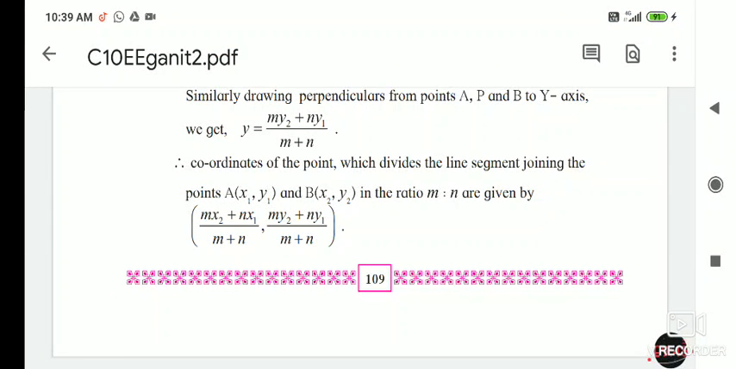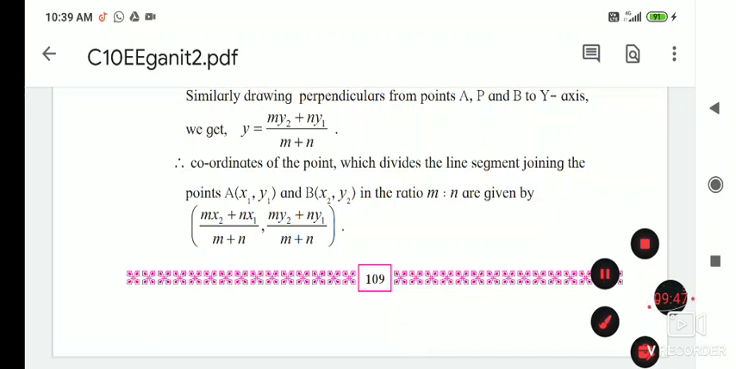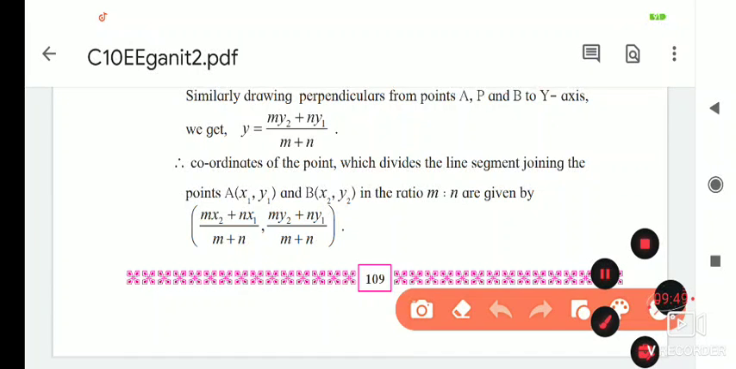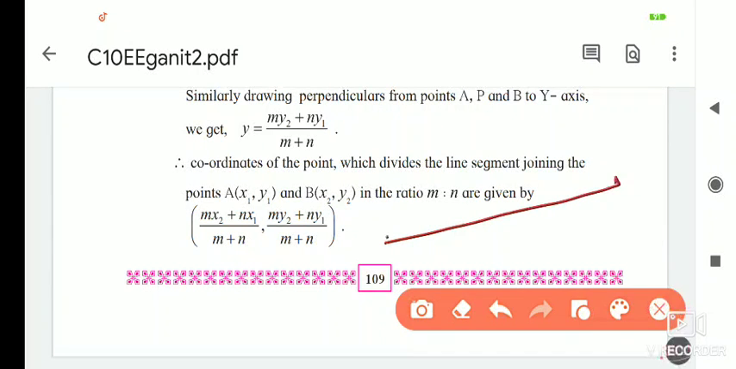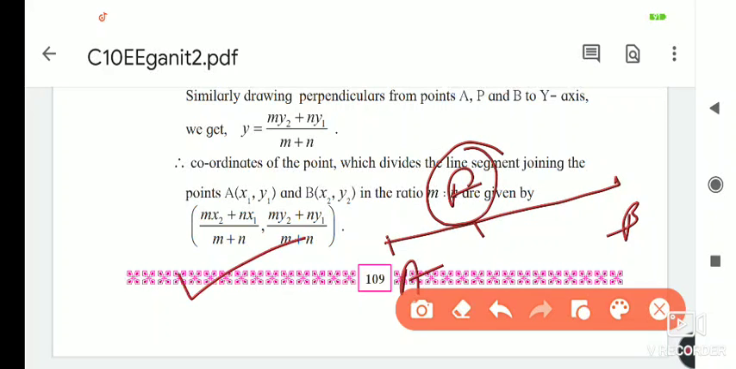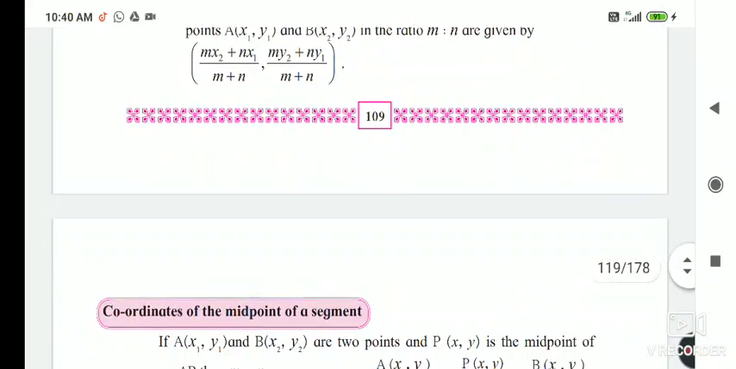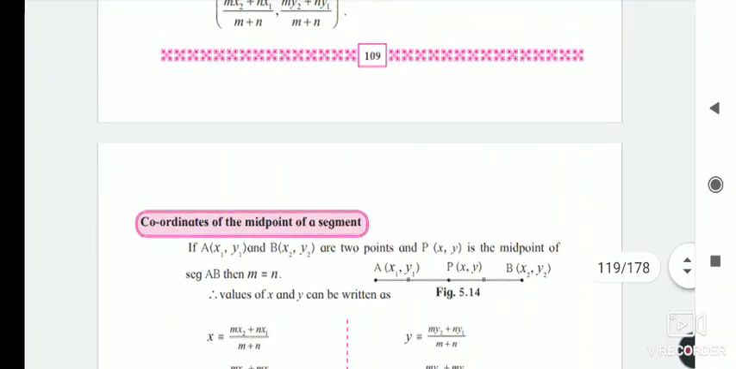So this is the formula that we have to use when we are going to find a point which lies on segment AB, suppose, and if it is located anywhere here. If we want to find the coordinates of this point P, we have to use this formula, that is mx2 plus nx1 upon m plus n, and the y coordinate my2 plus ny1 upon m plus n.